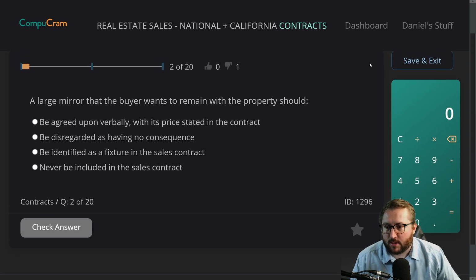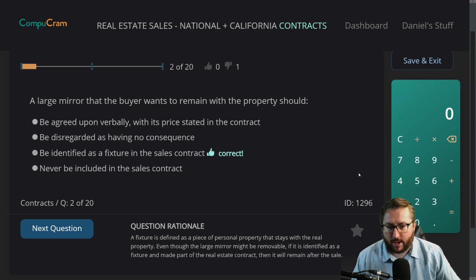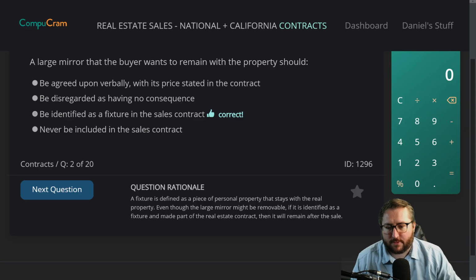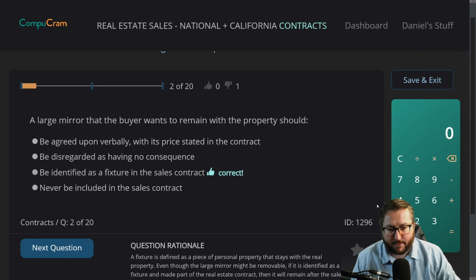Question 2. A large mirror that the buyer wants to remain with the property should A, be agreed upon verbally with its price stated in the contract, B, be disregarded as having no consequence, C, be identified as a fixture in the sales contract, D, never be included in the sales contract. I believe that would be identified as a fixture. Correct. Question rationale. A fixture is defined as a piece of personal property that stays with the real property. Even though the large mirror might be removable, if it is identified as a fixture and made part of the real estate contract, then it will remain after the sale.